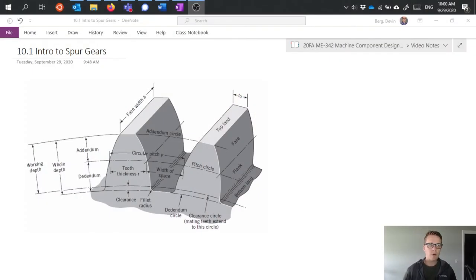So we're going to start with spur gears. When we get into other gear types, a lot of times we're basing what we do off of spur gears as a baseline because they're the simplest of our gear options and they give a lot of useful information. So when we talk about gears, the first thing we want to be thinking about is gear geometry.